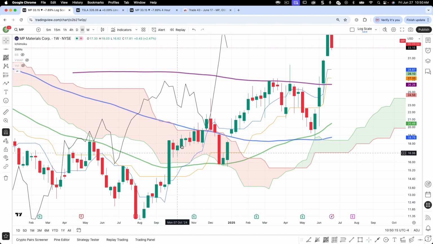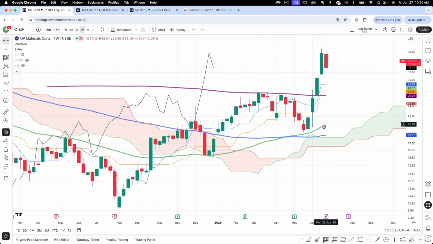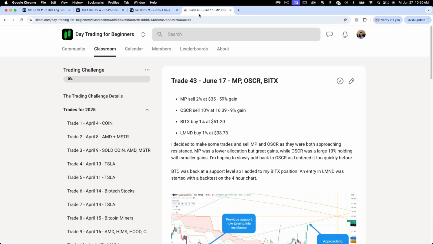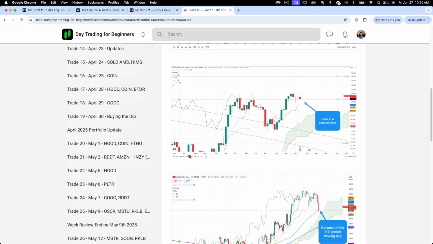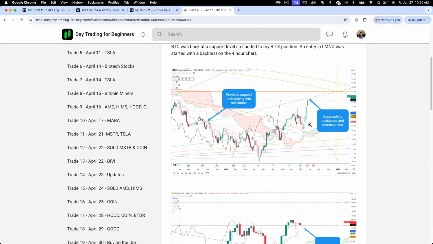The market structure is bullish. We've got a breakout, we've got a back test, and we enter here at the moving averages and the cloud. So that was some confluence that this area was a good zone to enter. And then we exited in our trading challenge here. We exited, where did we exit? Right here.